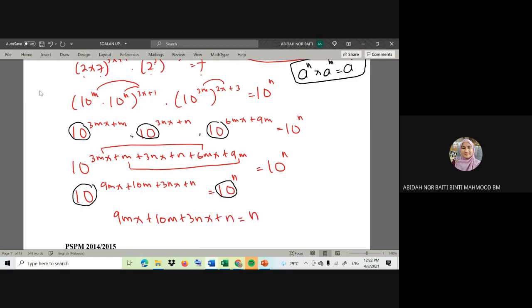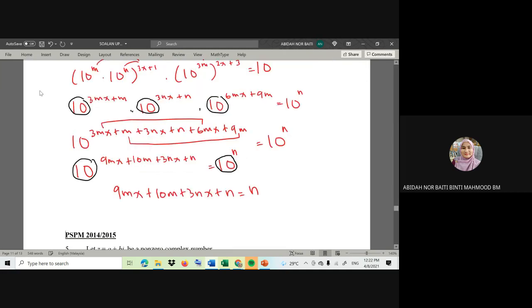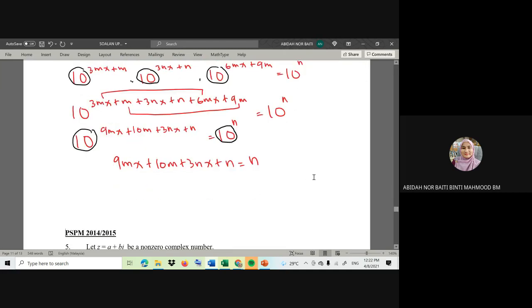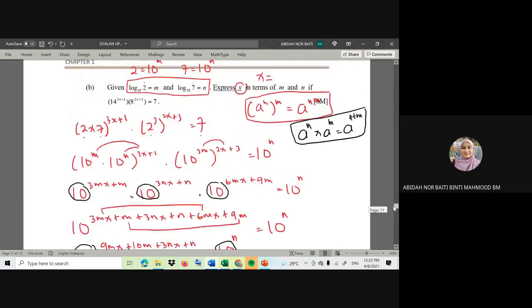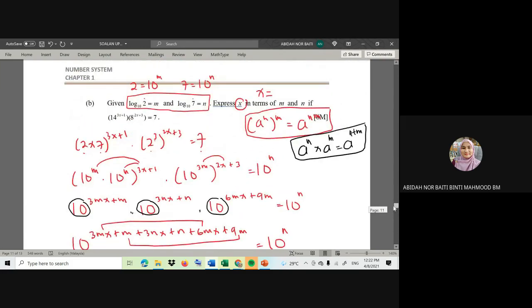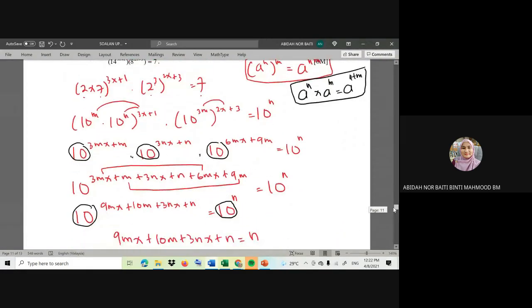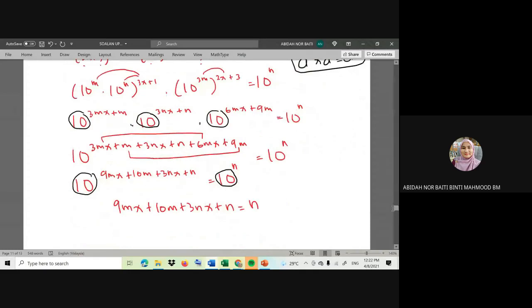Okay, apa soalan nak ni? Soalan nak apa tadi? Express X kan? Soalan nak X as a subject. Baca balik soalan. Express X in terms of M and N. So maksudnya soalan nak X lah. So siapa yang tak ada X, kita pergi pindah. Rearrange. Okay, rearrange.